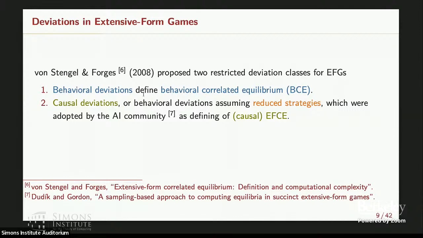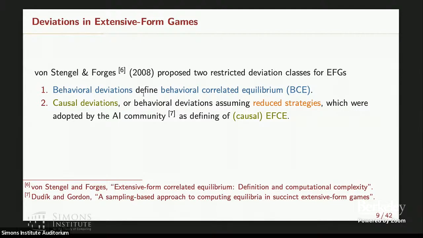It's going to turn out there's a vast landscape of possibilities that we can consider here. We'll consider a bunch of them today, and there's more to potentially consider. All right, so here is a simplification that came from von Stengel and Forges. The first one is behavioral deviations, which I seem not to have defined yet. I'll define it in a few slides. And a second one that they also introduced, which are now called causal deviations for the most part. They called them reduced strategies.